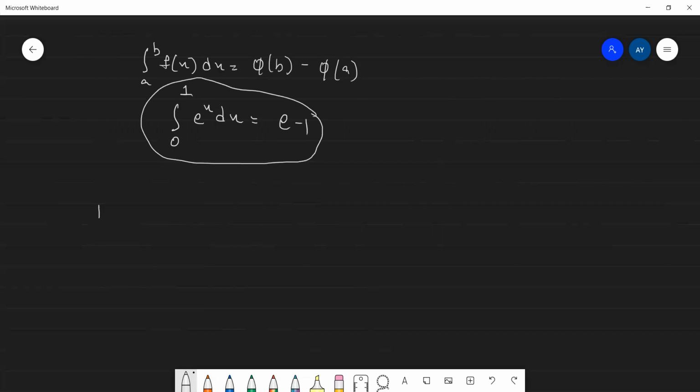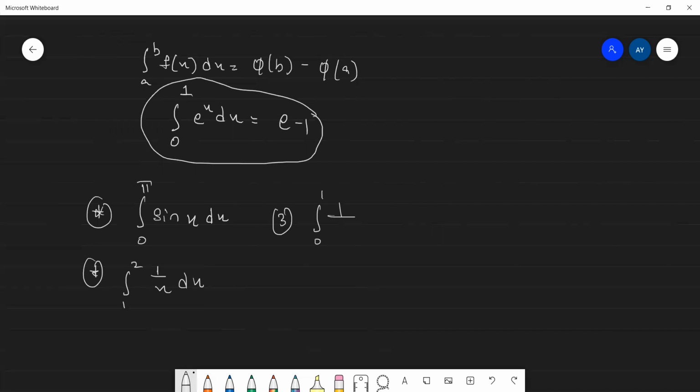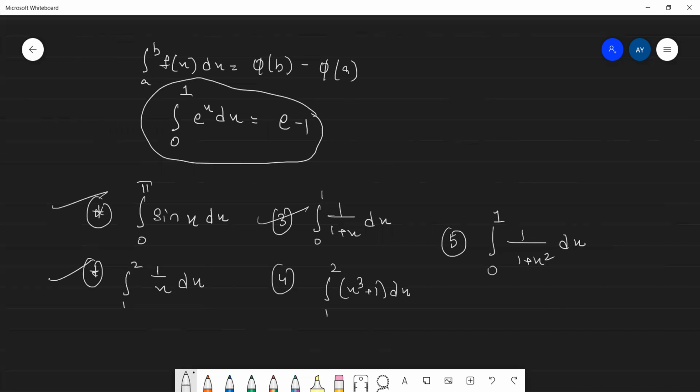Okay, you may try it for the integral 0 to pi sine x dx, and then the integral 1 to 2 of 1 by x dx, and the third one is the integral 0 to 1 of 1 by 1 plus x dx, and the fourth question is the integral 1 to 2 of x cube plus 1 dx, and the fifth question is the integral 0 to 1 of 1 by 1 plus x square dx. So you may try all of these in the same way. First find phi of x, that is the integral of f of x dx, and then write the formula, integral a to b f of x dx is equal to phi of b minus phi of a. Then you will get the required solution.